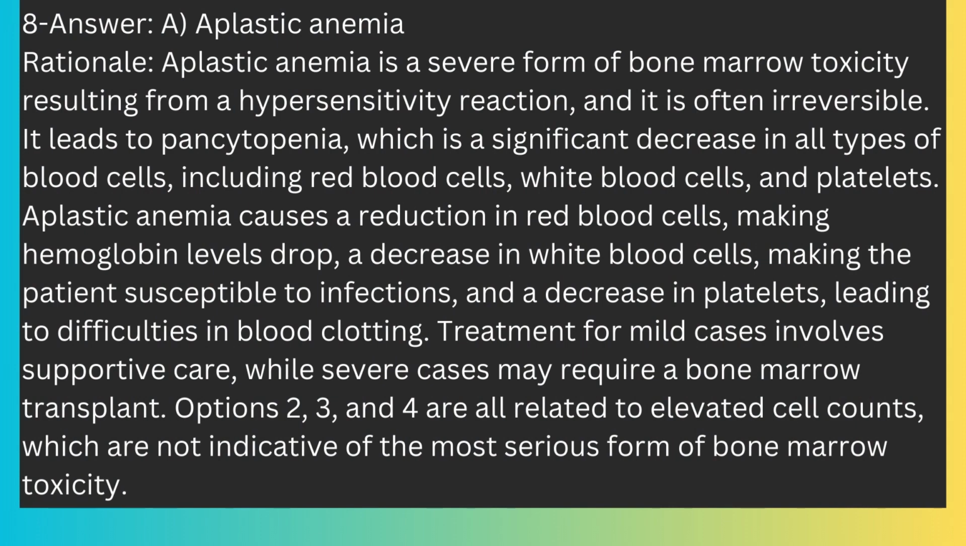Aplastic anemia. Aplastic anemia is a severe form of bone marrow toxicity resulting from a hypersensitive reaction, and it is often irreversible. It leads to pancytopenia, which is a significant decrease in all types of blood cells, including red blood cells, white blood cells, and platelets. Aplastic anemia causes a reduction in red blood cells, making hemoglobin level drop, a decrease in white cells, making the patient susceptible to infection, and a decrease in platelets leading to difficulty in blood clotting. Treatment for mild cases involves supportive care, while severe cases may require a bone marrow transplant. Options B, C, and D are all related to elevated cell counts, which are not indicative of the most serious form of bone marrow toxicity.